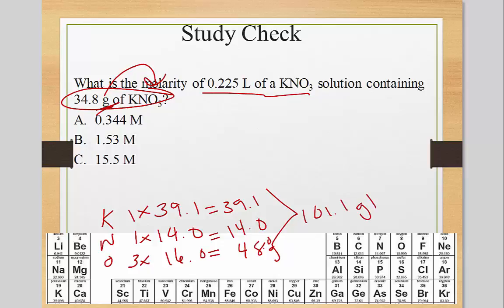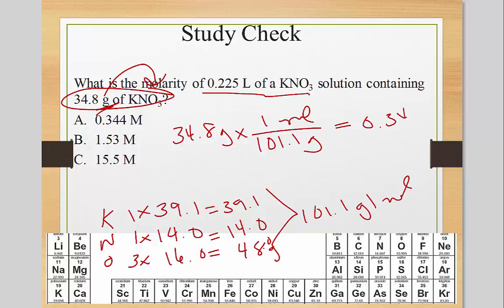So if we have 34.8 grams, we can convert that to moles by dividing it by 101.1. That comes out to be 0.344 moles. Now we can use the molarity equation. Molarity is 0.344 moles over the volume in liters, which is 0.225. Divide that out, and it comes out to be 1.53.